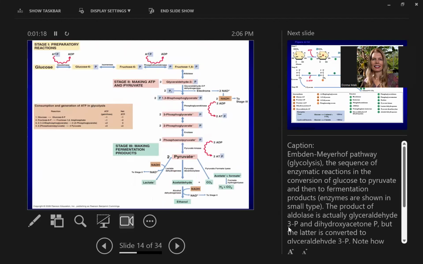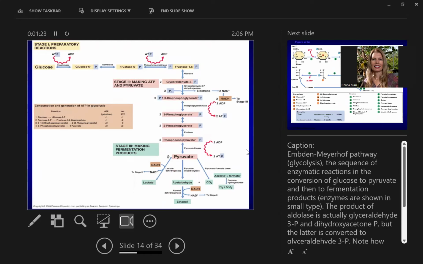So I forgot to pull up the actual thing. Let me bring that in. And I'm going to do this. Let's see. All right. Okay. So here is glycolysis.